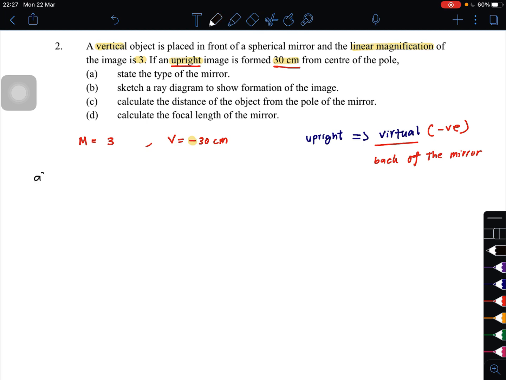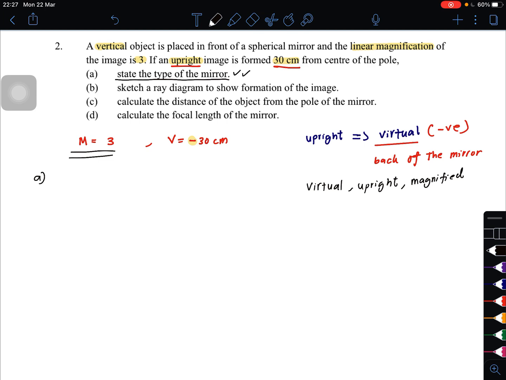Okay, so first one, we want to state the type of the mirror. So whether it is convex ke ataupun concave. Okay, before we can determine the type of the mirror here, kita determine dahulu image properties. So dekat sini kita sudah tahu it is a virtual, and then it is upright, and then last one we need to know the size of the image. So dekat sini kita dibagi M sama dengan 3, di mana maksudnya image yang terbentuk adalah 3 kali ganda daripada objek, meaning that it is magnified.